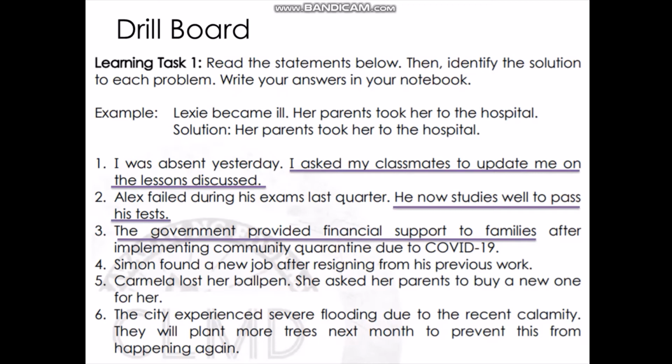Number 4, Simon found a new job after resigning from his previous work. What is the solution? Time's up, boards up. The correct answer is Simon found a new job. That is the solution, because the problem was resigning from his previous work.